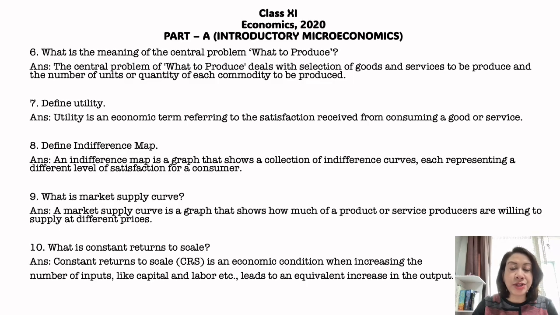Part A, Introductory Microeconomics. Question number 6. What is the meaning of the central problem, what to produce? How do we answer this question? The central problem of what to produce deals with selection of goods and services to be produced and the number of units or quantity of each commodity to be produced.